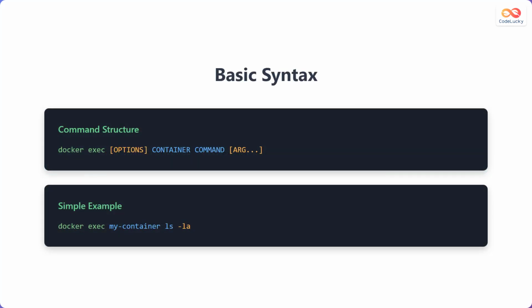Here's the basic syntax for using Docker Exec. The command structure is Docker Exec, options which are enclosed in square brackets, container, command, and arguments which are enclosed in square brackets. Here's a simple example.